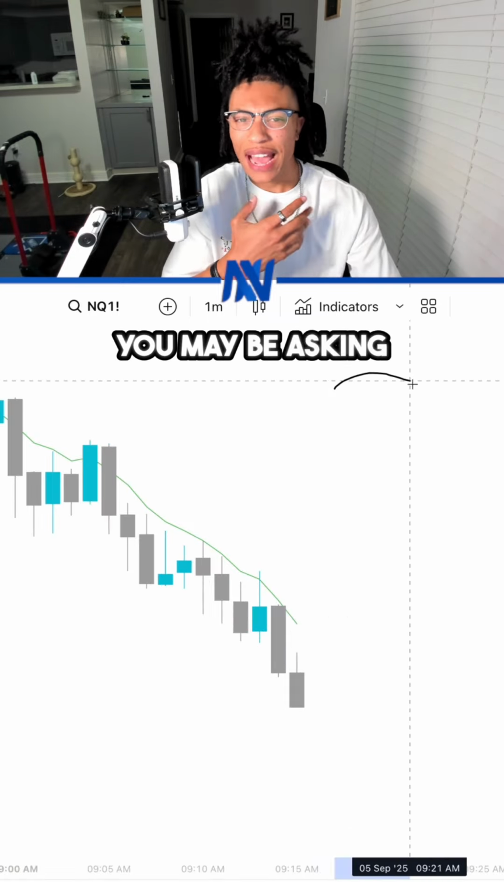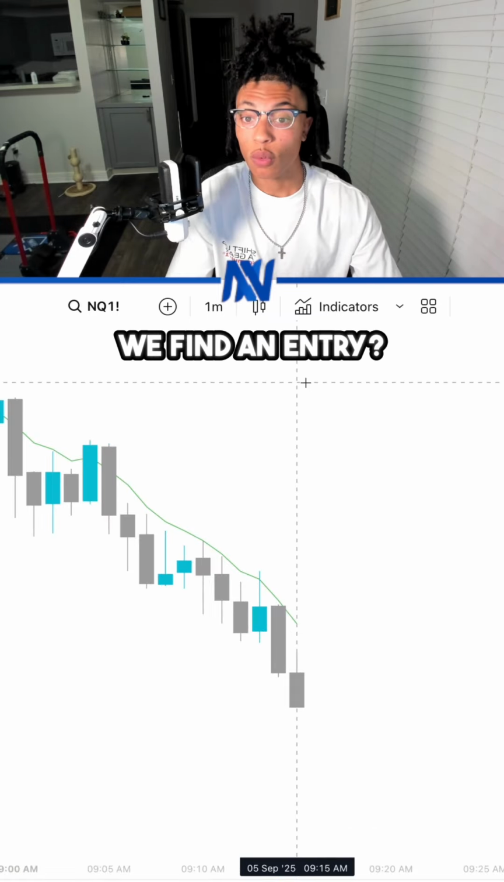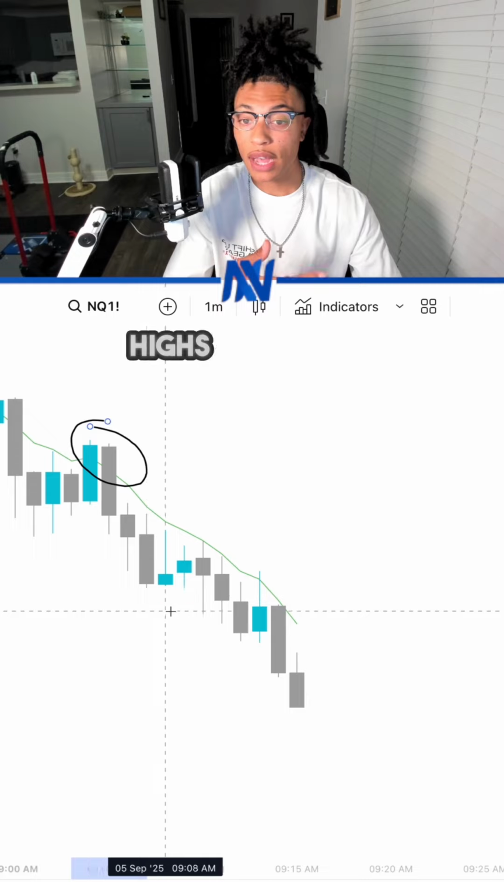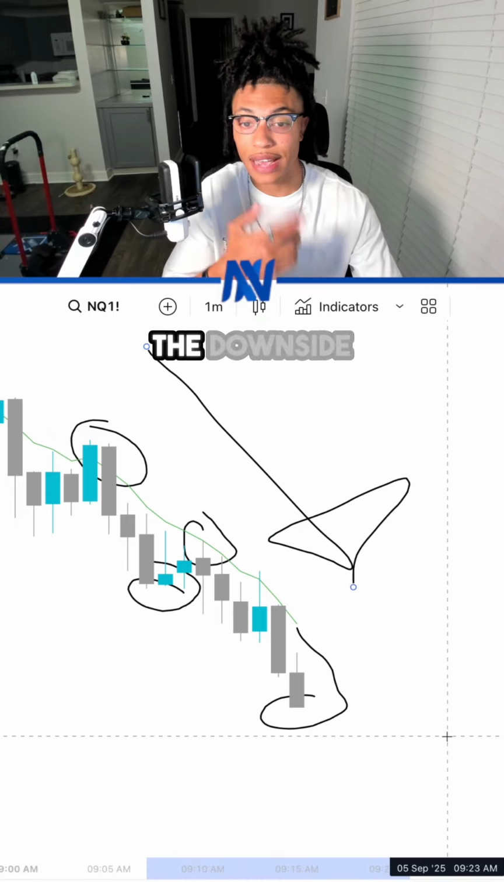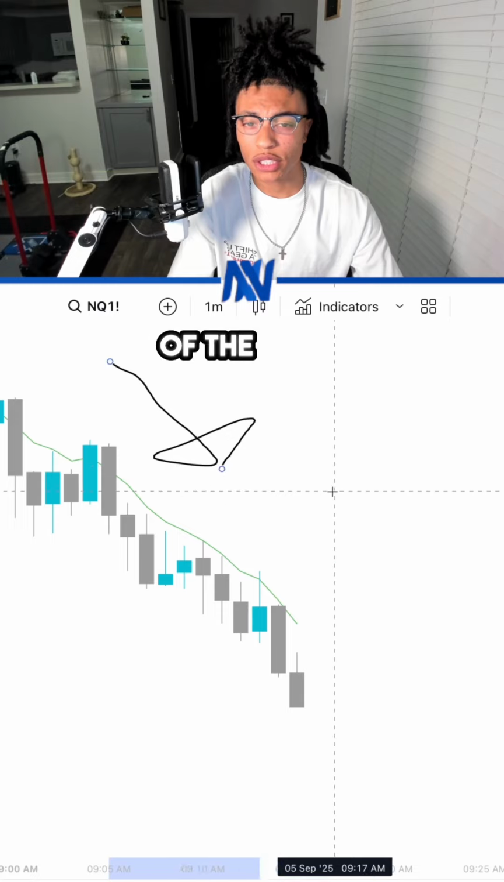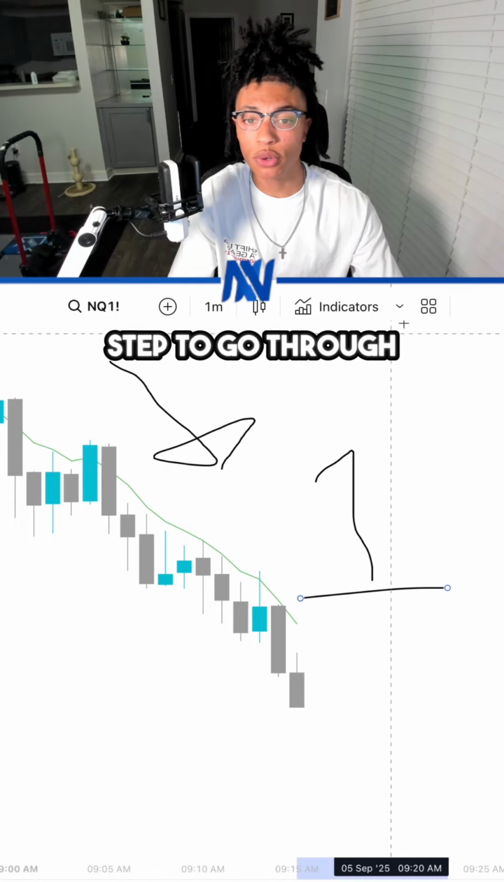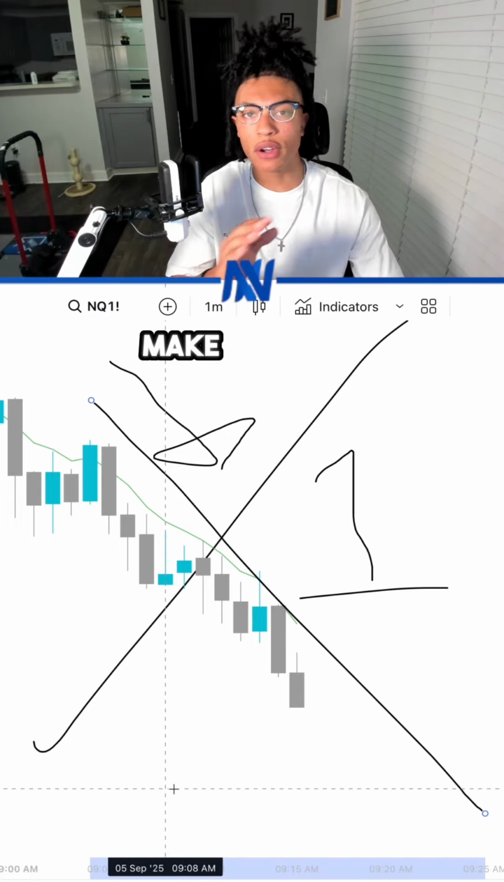Now, you may be asking, how exactly will we find an entry? Well, let's take a look at this example. We have lower highs and lower lows being formed under this 8 EMA, which signals a strong bearish trend going to the downside. And since we found the direction of the trend, we have one simple step to go through, but if you get it wrong, it's gonna make or break your trade.